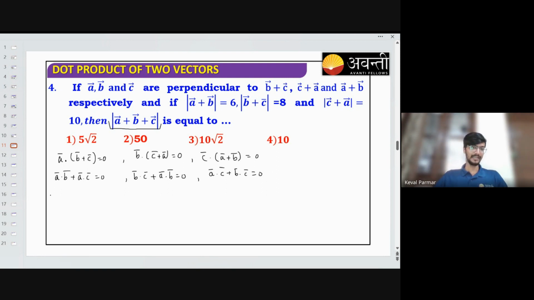If we add these, we'll get 2 times A vector dot B vector plus 2 times B vector dot C vector plus 2 times A vector dot C vector is equal to 0. Let's mark it as equation number 1.